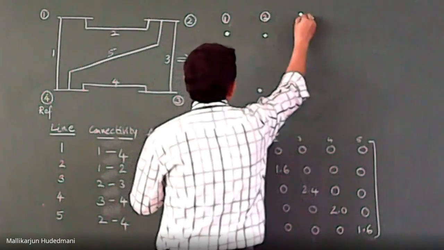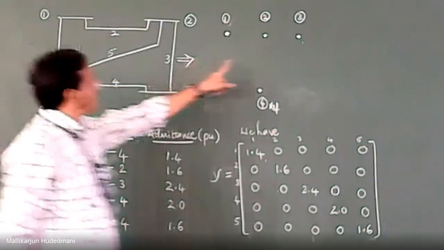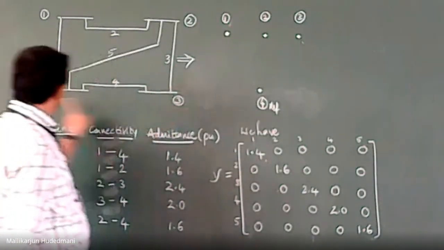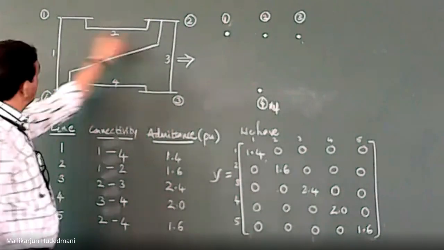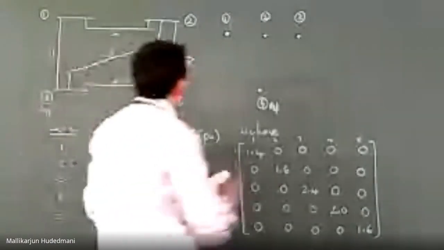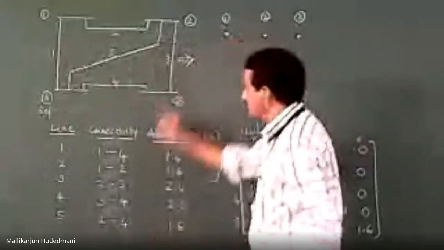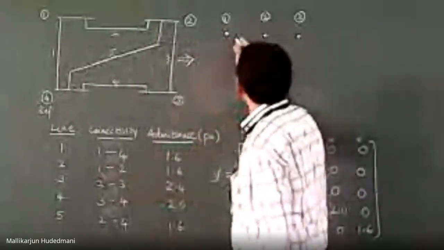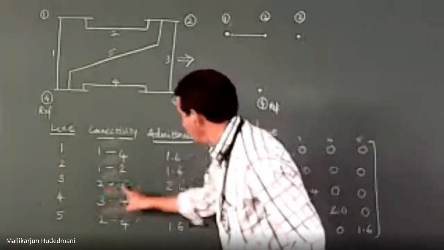I am transforming this connectivity into graph. So I have 4 nodes or 4 buses. 1, 2, 3, 4 I have marked. Now I have to connect the elements like this by edges. How I do it? There is a connectivity between 1 to 2. There is a line. How I will draw it? Just look. 1 to 2 there is a connection. And 2 to 3 there is a connection.